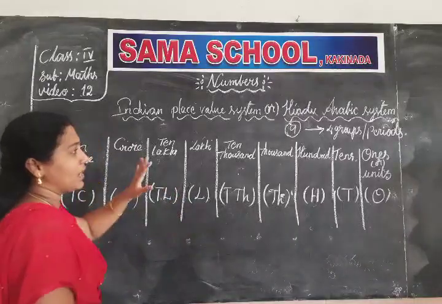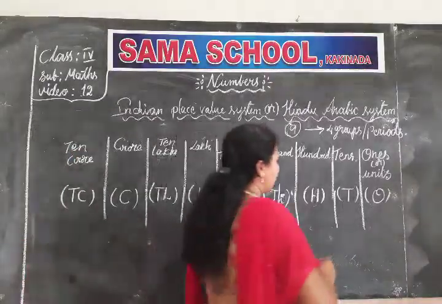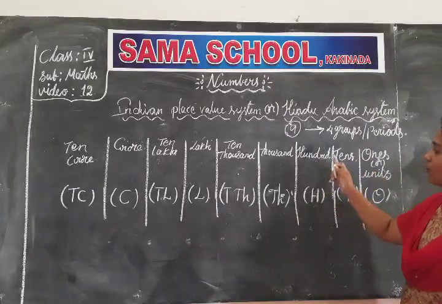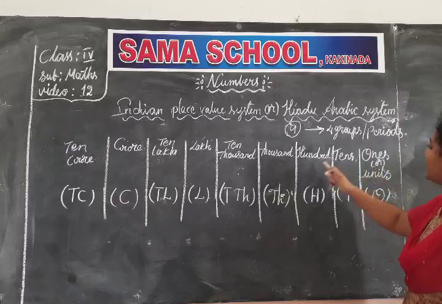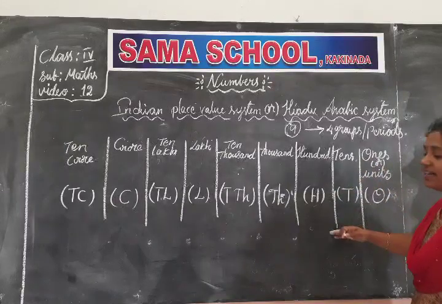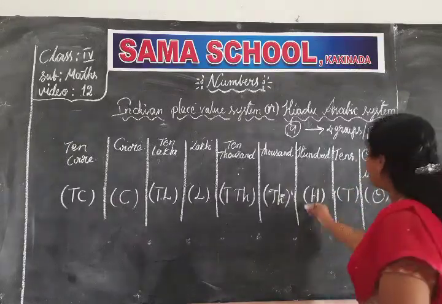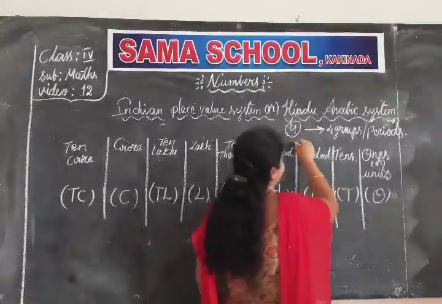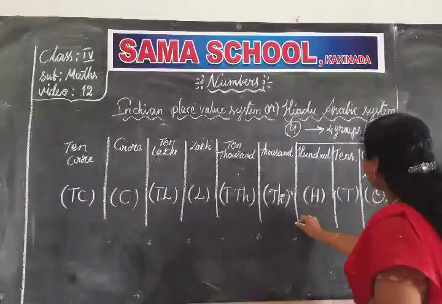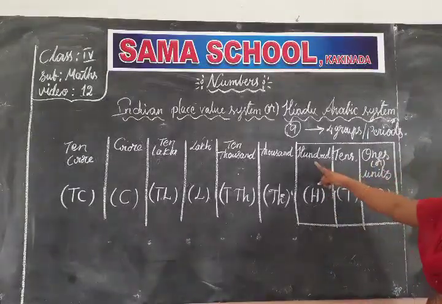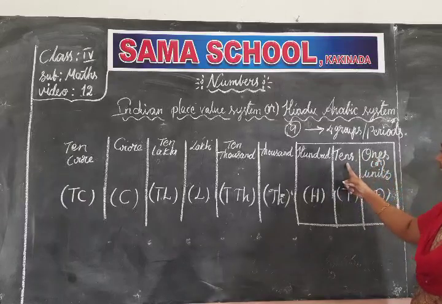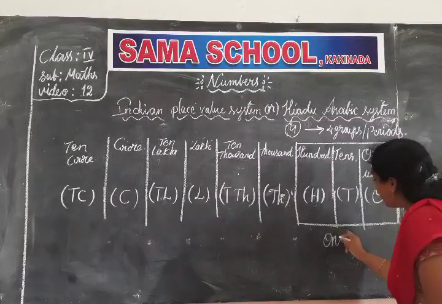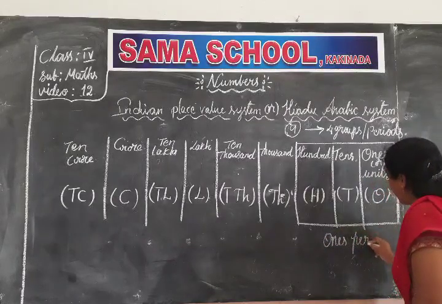These 9 places are divided into 4 periods. Now, ones, tens, hundreds. These 3 places come under the ones period. Ones, tens, hundreds. These 3 places come under which group? The ones group. It means the ones period.